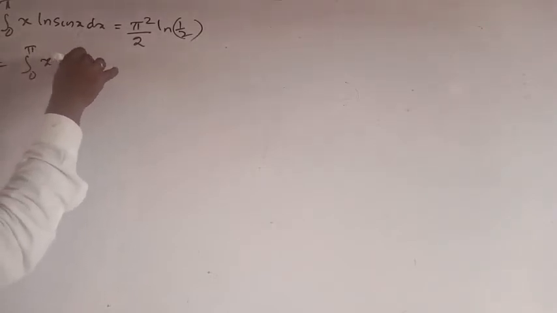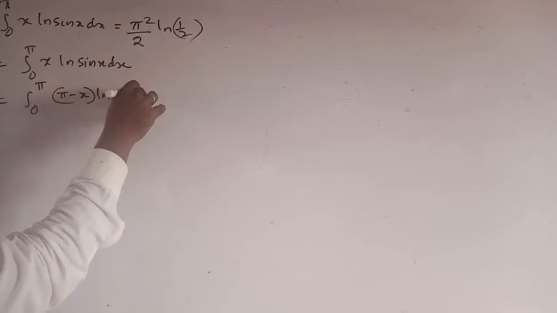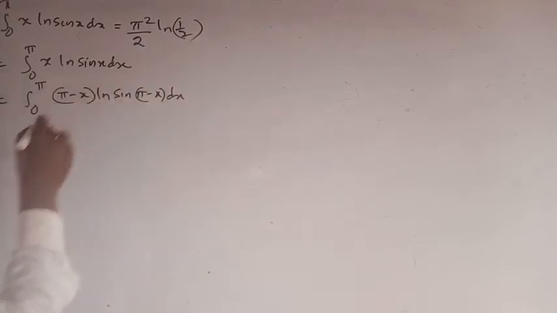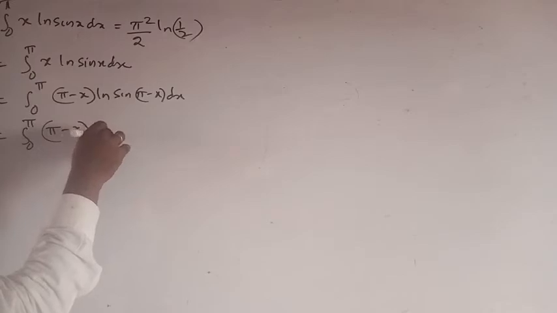Let I be equal to the integral from 0 to pi of x log sin x dx. Apply the a minus x property. So I is equal to the integral from 0 to pi of (pi minus x) log sin(pi minus x) dx, which is the integral from 0 to pi of (pi minus x) log sin x dx.